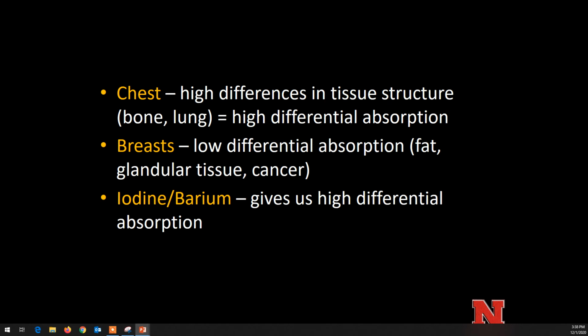If you think about the chest, you have bone, ribs, and lung, which is mostly air. So those tissues really have a high differential absorption of X-rays in and of themselves. So the setup is going to be different than if you're imaging a breast for cancer, which has relatively low differentials in absorption. Fat, fibroglandular tissue, and cancer all really are very close in atomic number and density, versus bone and air, which are not. And then again, we can administer things like iodine and barium, which will artificially give us a higher differential absorption rate and be able to evaluate things like vasculature and the GI tract better.